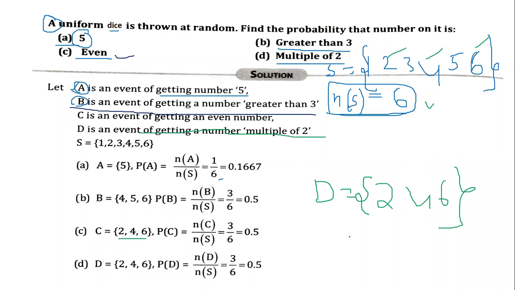So I have 3 possibilities again. Once I can get 4, the next time I can get 6, and the next time 2. So there are 3 possibilities out of 6 different answers. So again, n of D divided by n of S is equal to 3 divided by 6, which is equal to 0.5. So 0.5 is the probability of getting a multiple of 2 when you roll a dice. So this is your problem number 2.